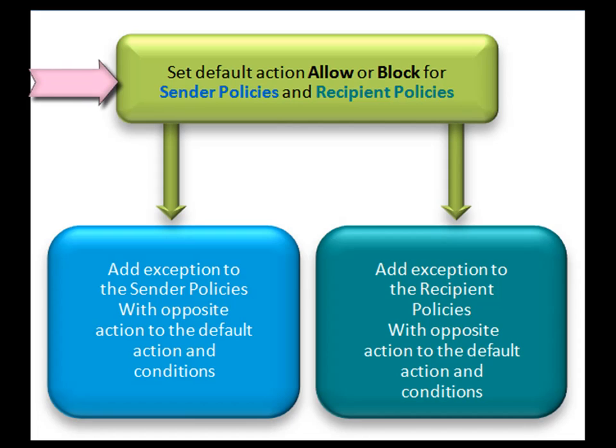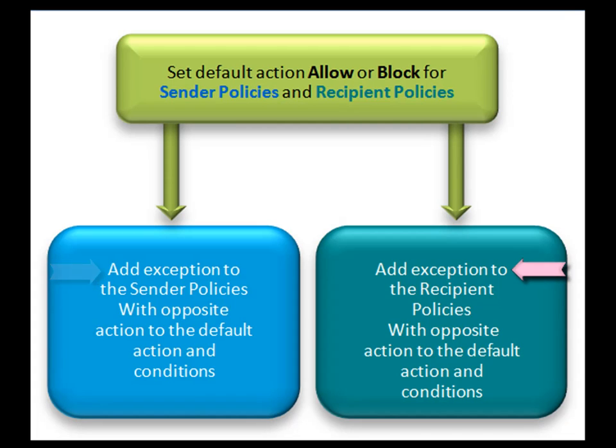First, set default action for sender and recipient policies, which can be either allow or block. Sender policies are applied when the user is sending mail, and recipient policies are applied when the user is receiving mail. Now, add exceptions to these sender and recipient policies.